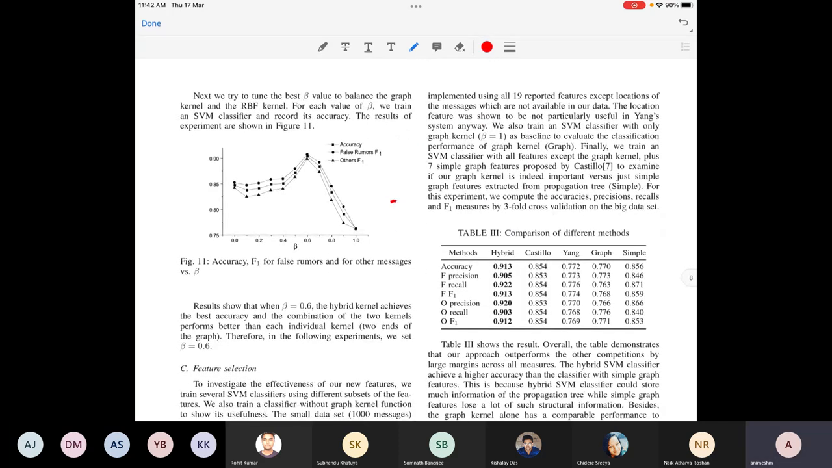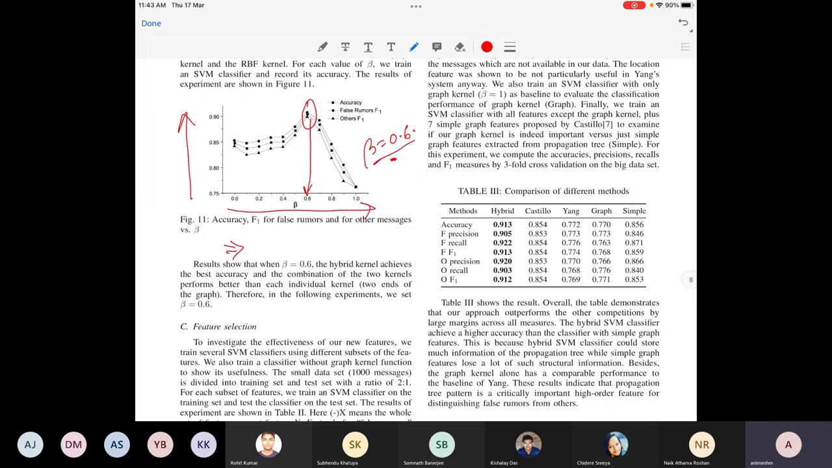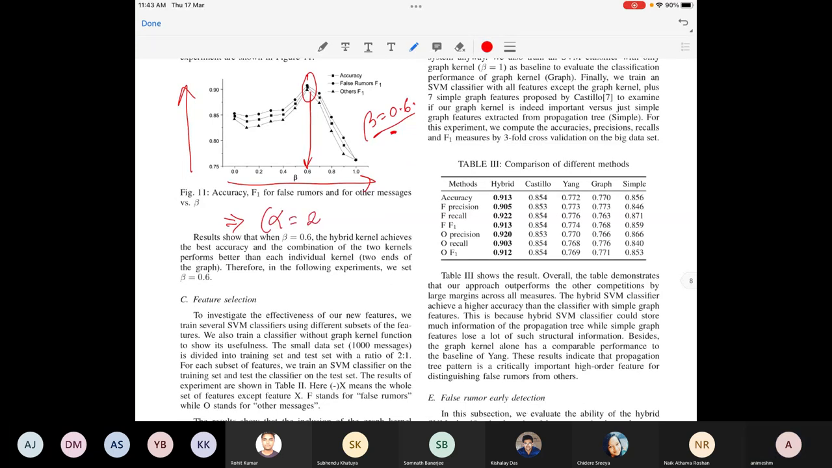Similarly, they had to identify beta. So what did they do for this? Again, they varied beta and estimated the accuracy. Here alpha was fixed to 20. They varied beta between 0 and 1 and tried to estimate the best accuracy value. What they observed is that at around beta equals 0.6, they get the best accuracy. So from these two sets of experiments, they got alpha as 20 and beta as 0.6.